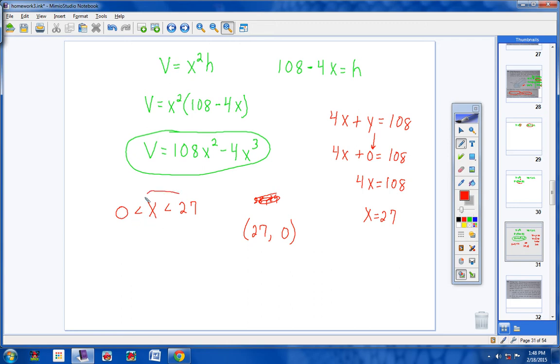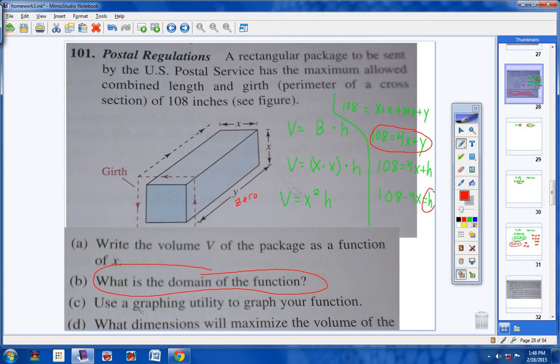If you had just this on a test or quiz, I'll probably take off a little bit of points on that. So there you go, there's your domain. X is greater than 0 and less than 27. X has to be between these two numbers here. Alright, what else do they want us to do? Okay, use a graphing utility to graph your function.